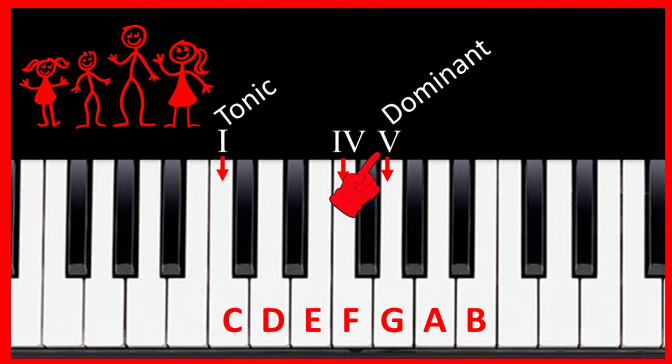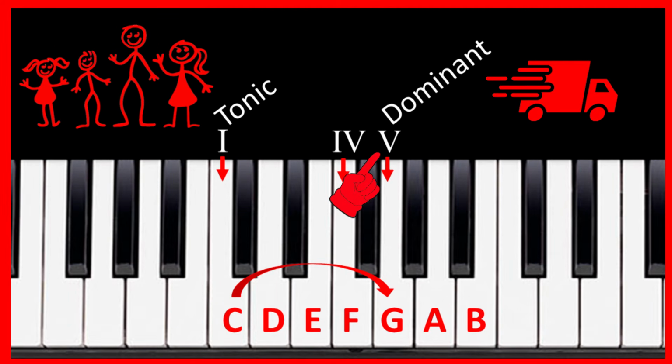You find this chord by counting up 5 notes from the tonic, which in the key of C is a G chord. Dominant means very important. This dominant chord is important because it always makes us long to go home. It drives the harmony back to the tonic, the home tone.